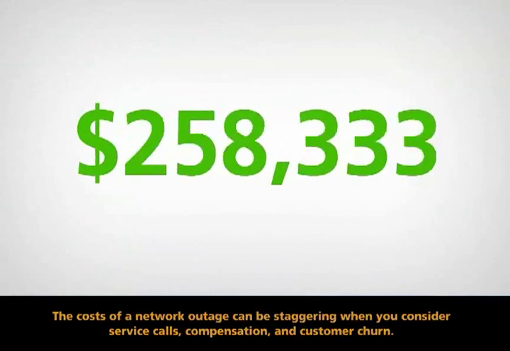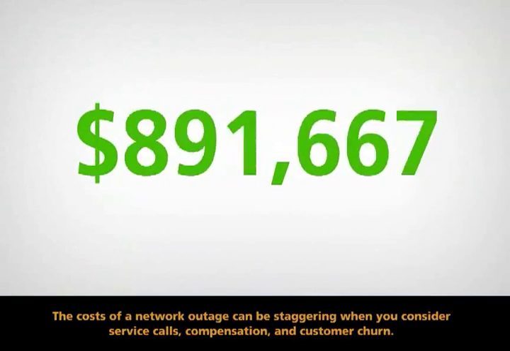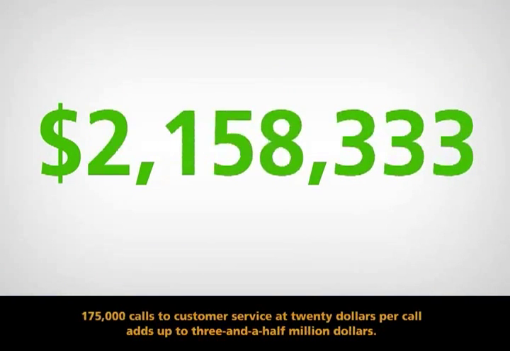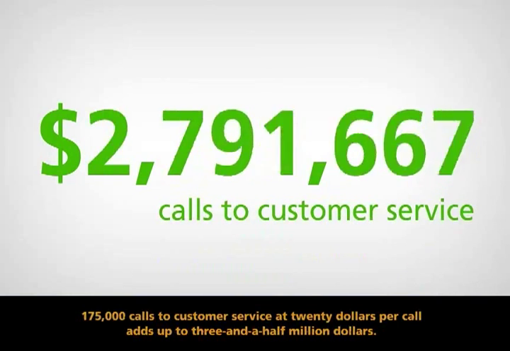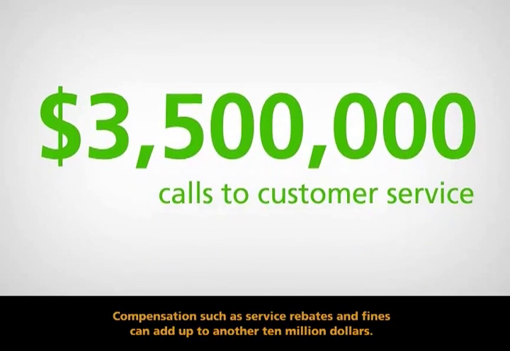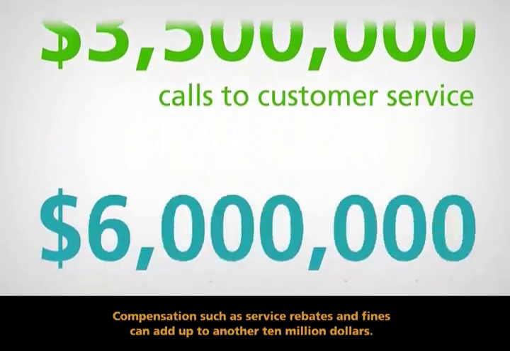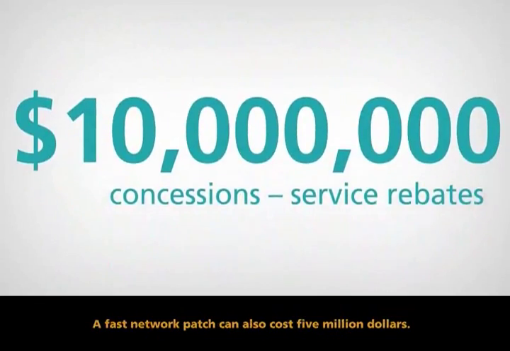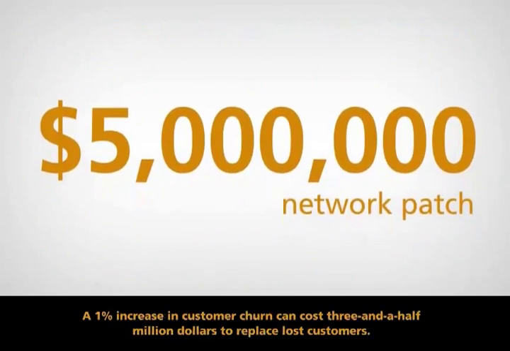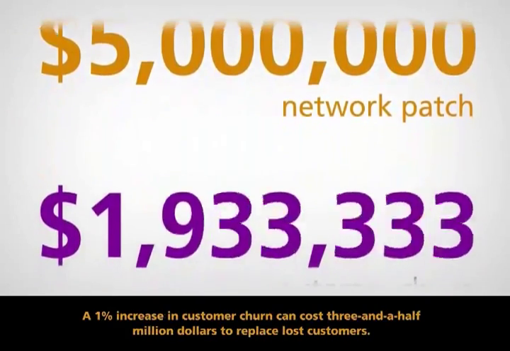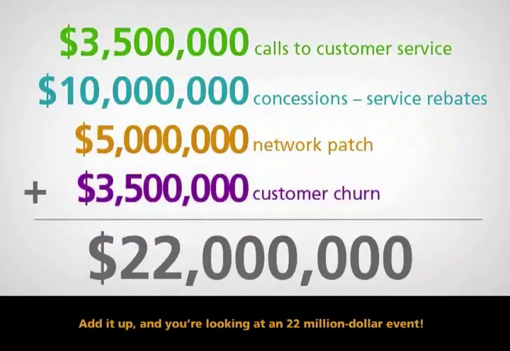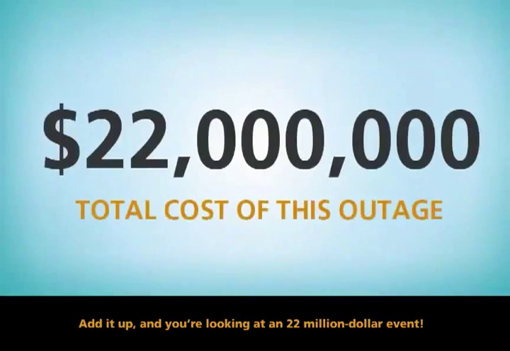The costs of a network outage can be staggering when you consider service calls, compensation, and customer churn. 175,000 calls to customer service at $20 per call adds up to $3.5 million. Compensation such as service rebates and fines can add up to another $10 million. A fast network patch can also cost $5 million. A 1% increase in customer churn can cost $3.5 million to replace lost customers. Add it up, and you're looking at a $22 million event.